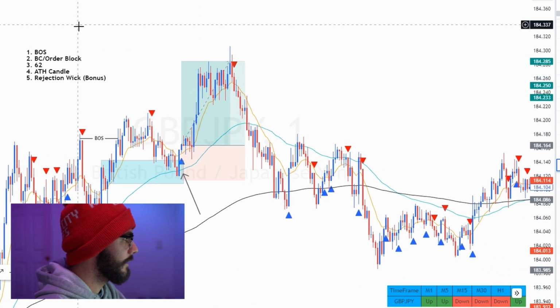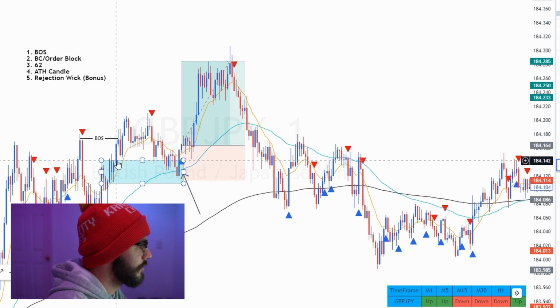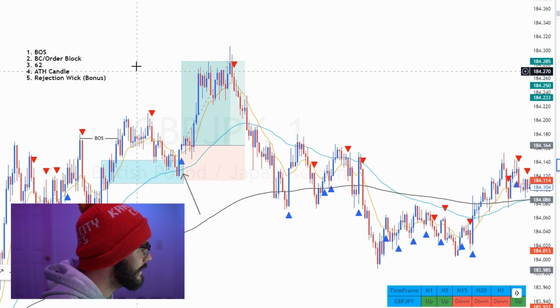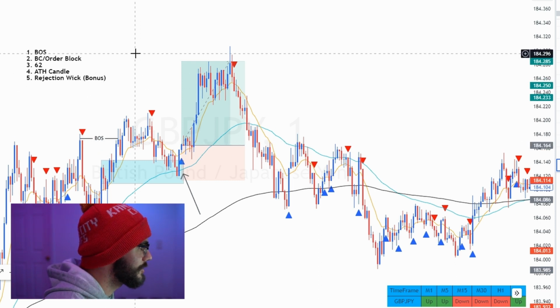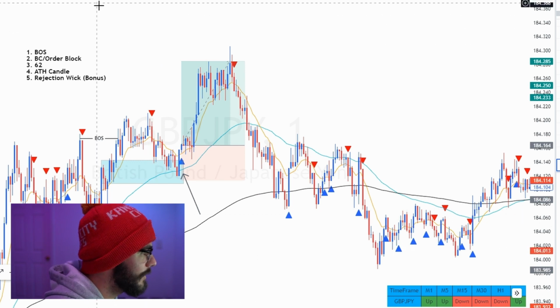Next, I'm looking for a banker candle or an order block that is highlighted in blue. It's the area basically where the break of structure originated from. So you see right here, this is an area that pushed up, closed above that, and got me a break of structure, okay? Next, I'm looking for a 62 touch. So once it breaks structure, I'm looking for a retrace to this blue line. That is our 62.